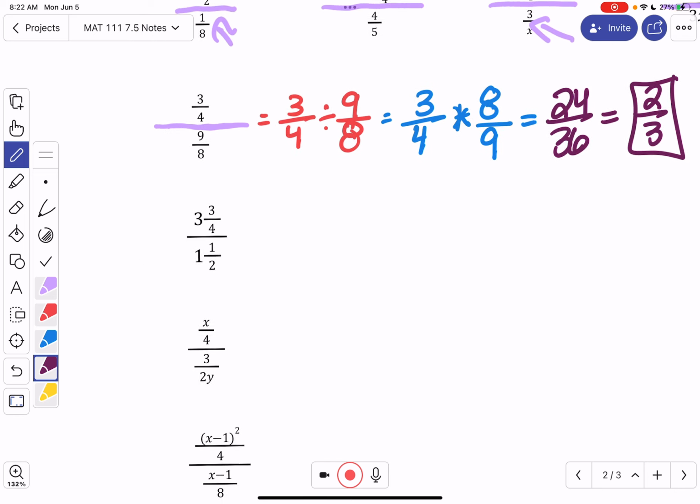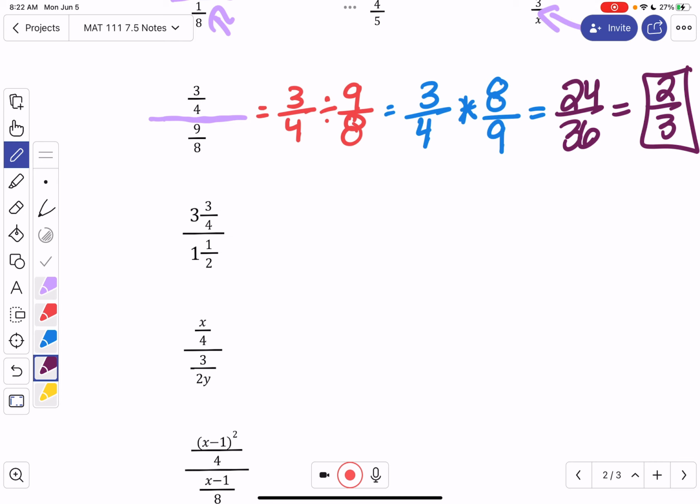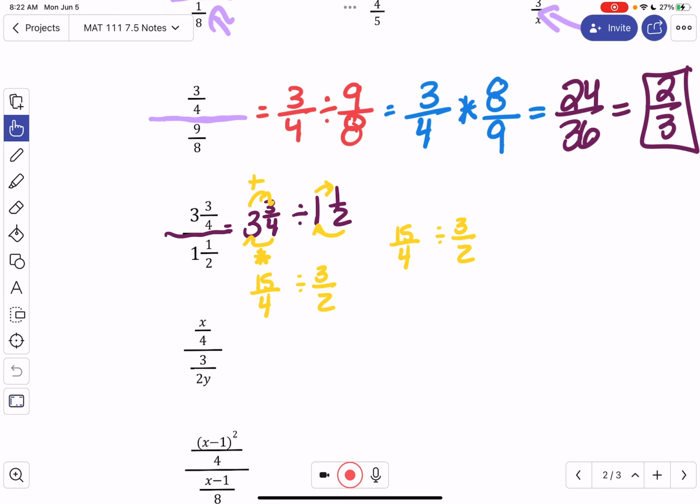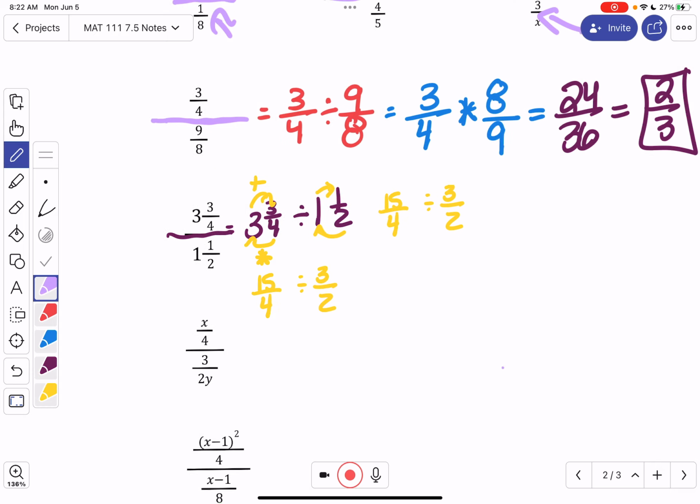With mixed numbers, the biggest thing is before you can divide, you need to turn them into improper fractions. So I'm going to rewrite this as a division problem. Then to turn these into improper fractions, you multiply the denominator times the whole number, and then you add the numerator. So 4 times 3 is 12, plus 3 is 15. The denominator stays the same. Then we're going to do the same thing here. 2 times 1 is 2, plus 1 is 3. Denominator stays the same. Now we're going to use these improper fractions to solve the problem.